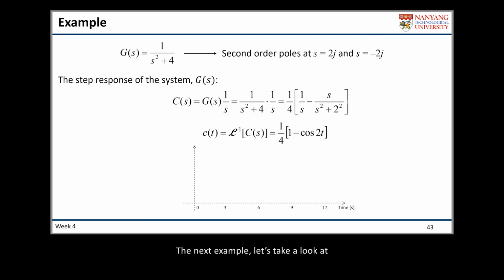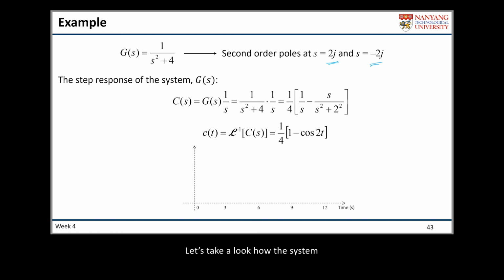The next example, let's take a look at this example. I have another system again. The transfer function of the system is 1/(s² + 4). We can identify the poles of this system again. You just factorize the denominator. The poles are equal to 2j and negative 2j. That means in this case, you only have imaginary poles, no real part.